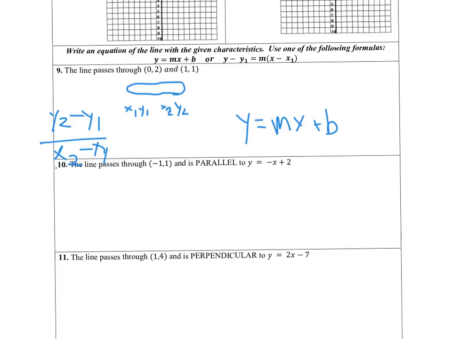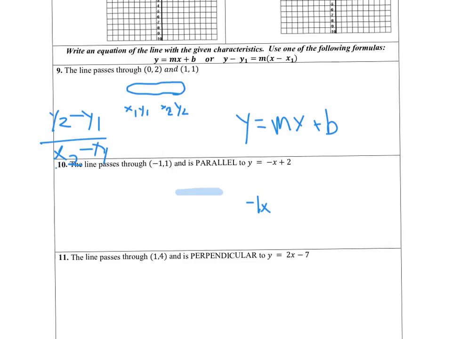And then rewrite it, y equals something x plus or minus whatever number you got. Now you're going to do those same steps for 10 and 11. The only difference is that we're talking about a parallel line in number 10. So all we're going to do is steal his slope. So that's like negative 1x there. So just steal this slope, use this x and y, and plug them in to this. Get your b, and then rewrite it like we did in number 9.